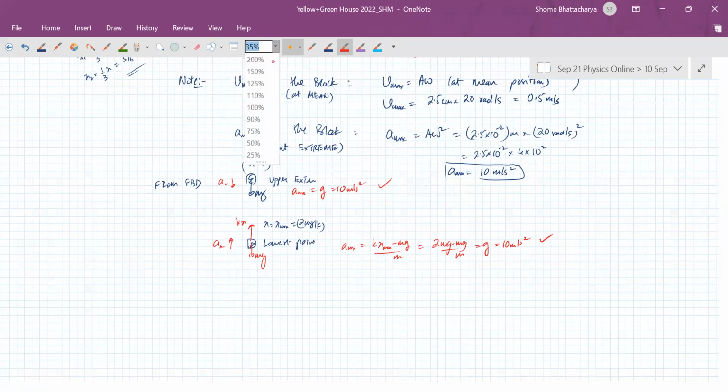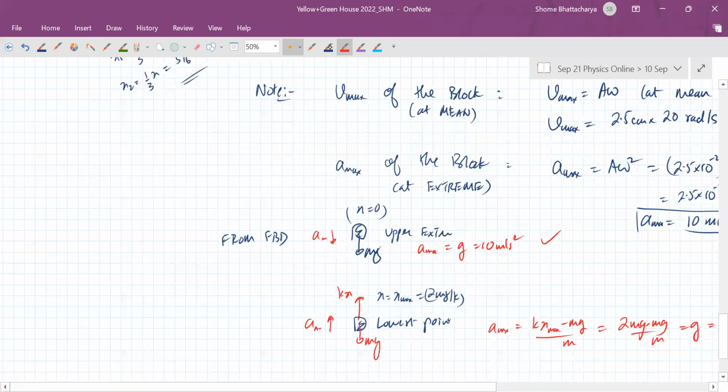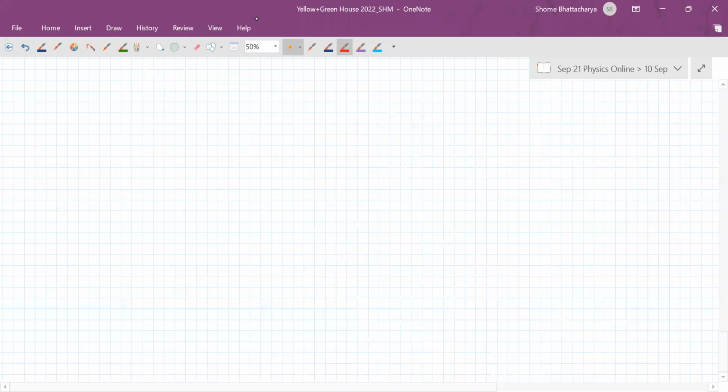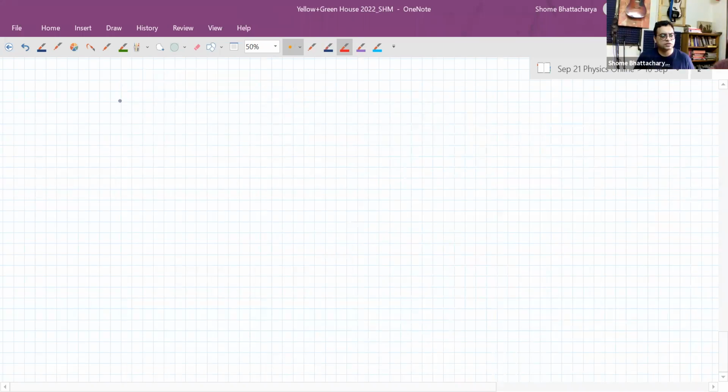Right. So now you have seen all the variations and possible types of calculations, etc., that you have to do for spring mass systems. So now we move on to the next part of SHM, which is basically angular harmonic motion.